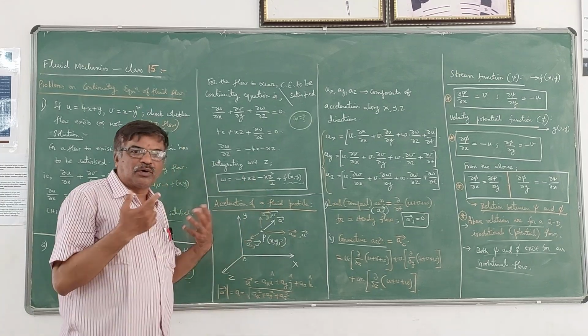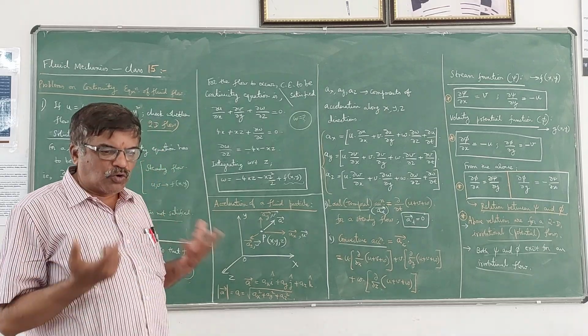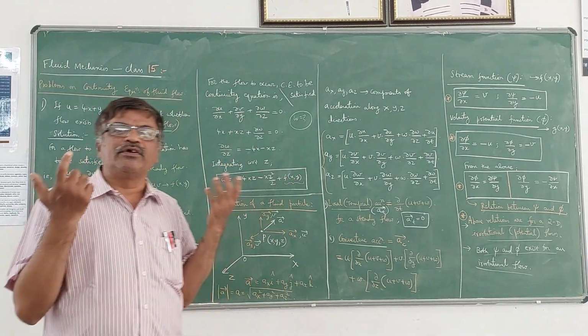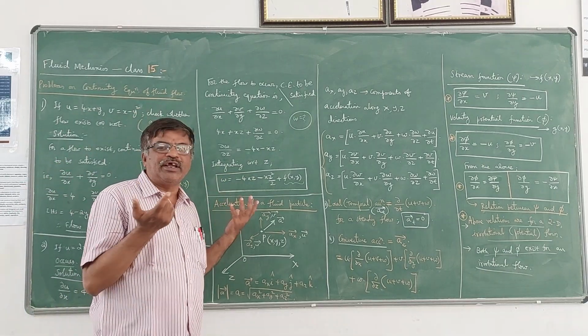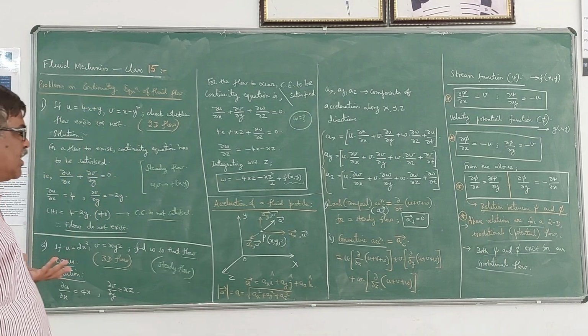As I already told, if you want to find u, you have to integrate with respect to x. If you want to find v, you have to integrate with respect to y, by treating the other variables as constants.